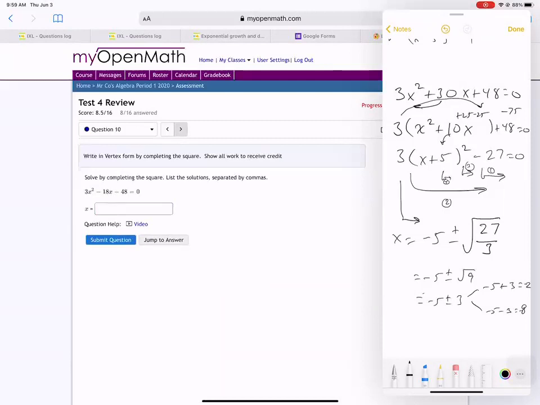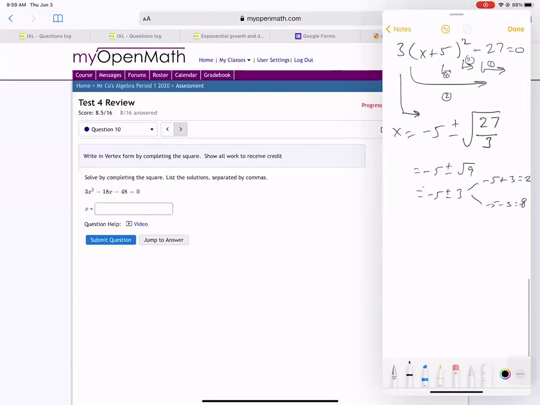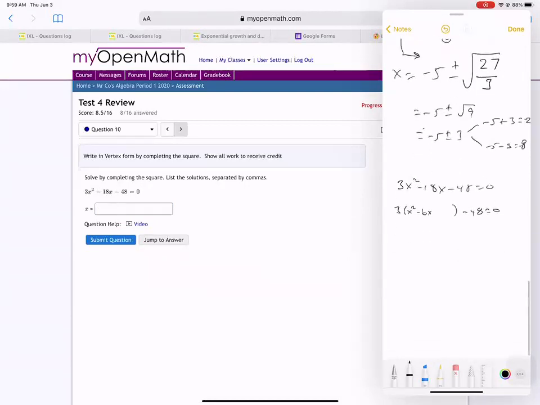Okay, same type of problem. We can do it again. 3x squared minus 18x minus 48 equals 0. Take out the 3 first, that's our rule. Get rid of our a value. Now, if you look at it, I made the 18 become a 6. Why? What's 18 divided by 3? Because I factored out the 3, that becomes a 6.